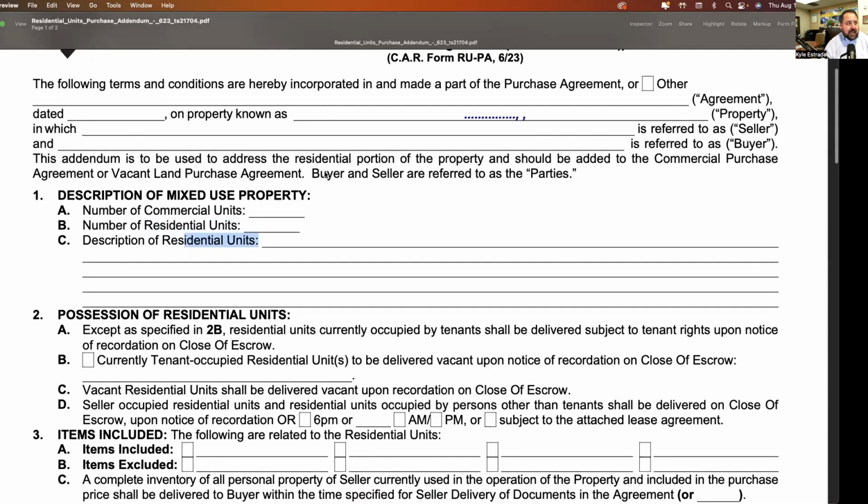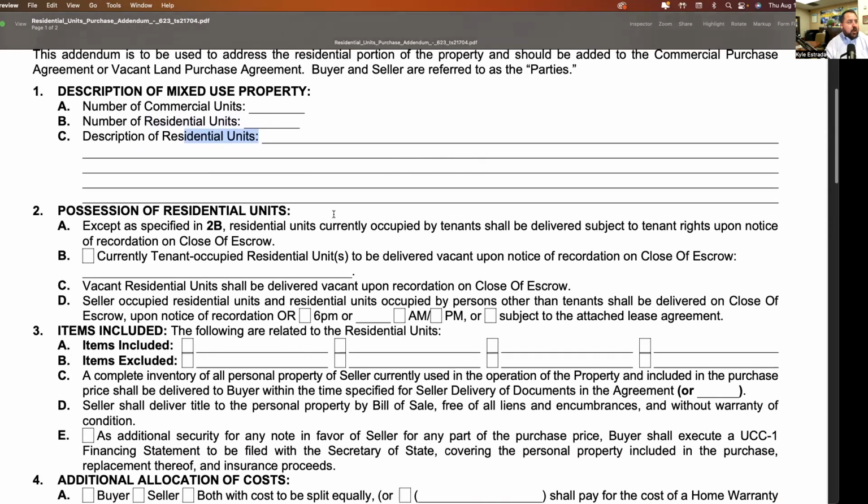The top of it is like any other form. It's the property. It's what this is an addendum to, the whole thing. Possession of the residential units, except as specified in 2B, residential units currently occupied by tenants shall be delivered subject to tenant rights upon notice of recordation of close of escrow. Okay. We're just stating, are they going to be delivered with tenants? Or if not, you check the box. Currently tenant occupied residential units are going to be vacant upon close of escrow. Okay. Vacant residential units shall be delivered vacant upon recordation of close of escrow.